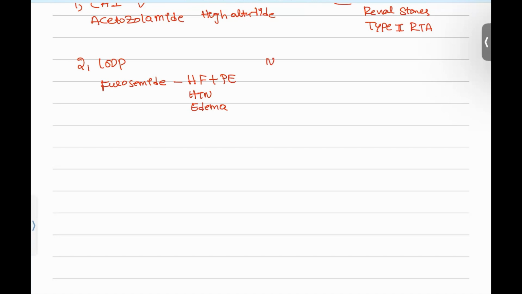And what is this going to do? It will block potassium, it will also block sodium, and it will block chloride. All of this will be blocked by your loop diuretics.